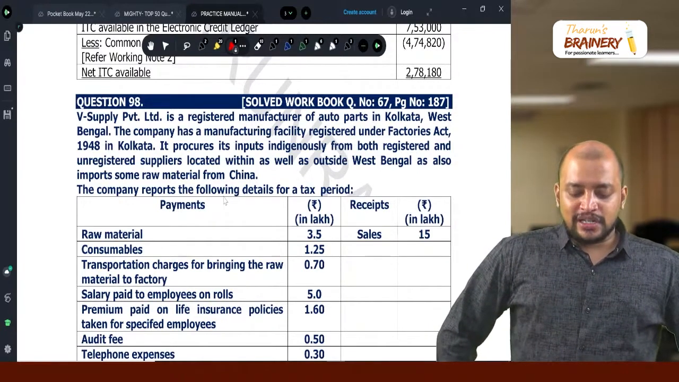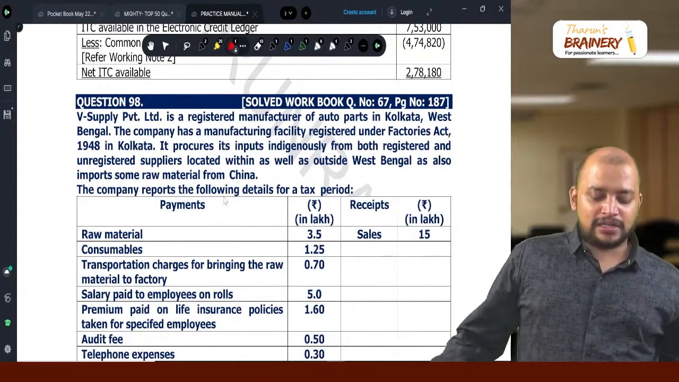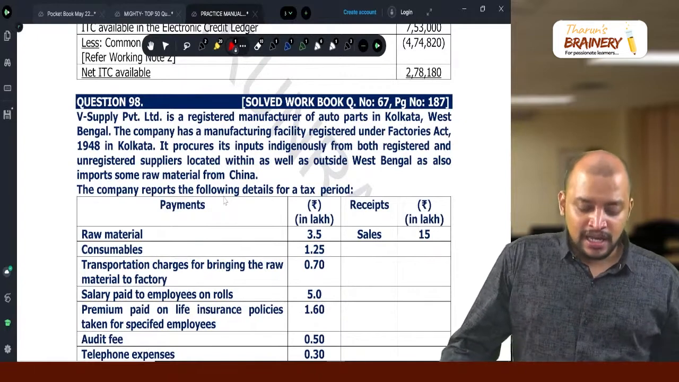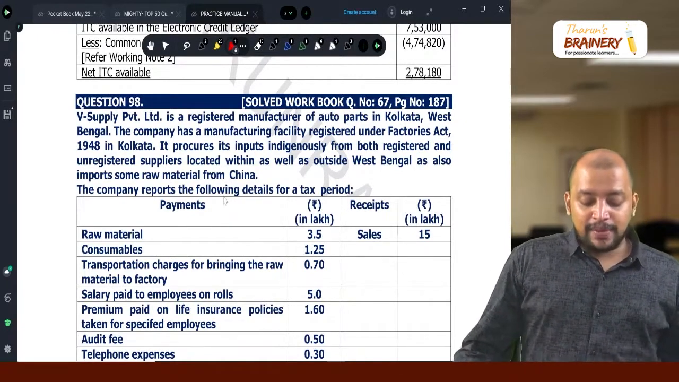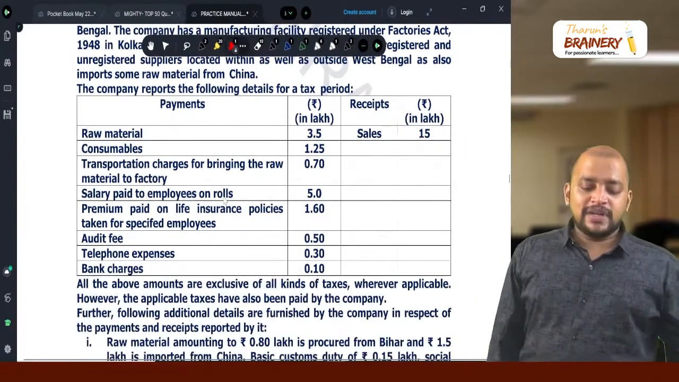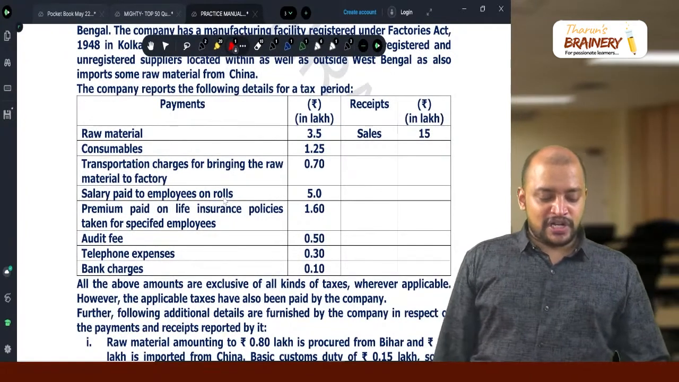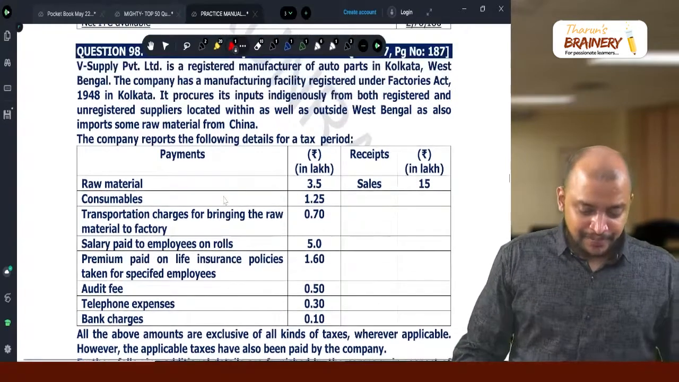It procures its inputs indigenously from both registered and unregistered suppliers located within as well as outside West Bengal, and also imports some raw material from China. The company reports the following details for a tax period. Raw material 3.5 lakhs, consumables, transportation charges, like this some details are given, and sales data is given.